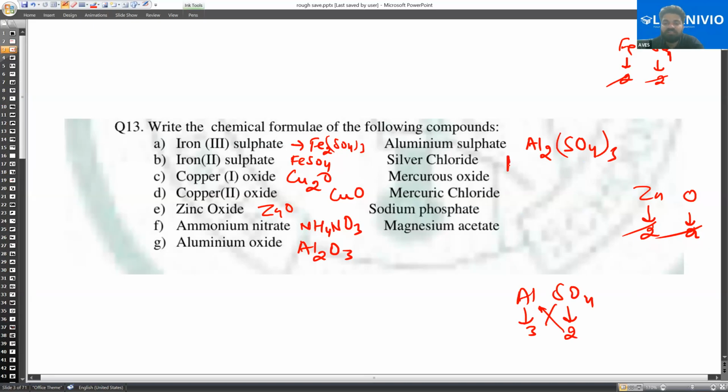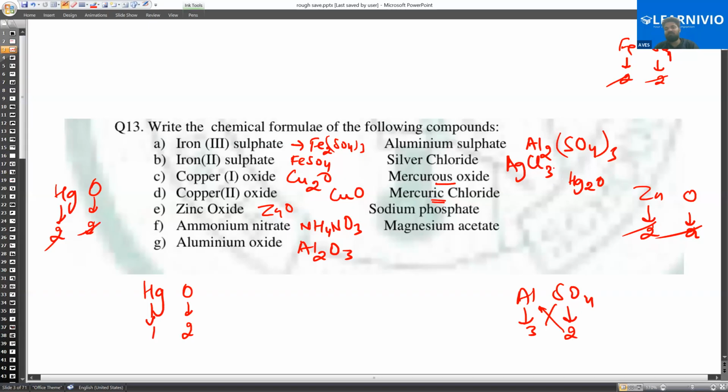Then silver oxide is Ag2O. Mercurous oxide: I have explained that mercurous Hg is 1, so Hg is 1 in mercurous and oxide is 2, so you write Hg2O. But in mercuric, mercury has valency 2 and oxygen also has valency 2, they cancel out, and that will be HgO. Sodium phosphate is Na3PO4.